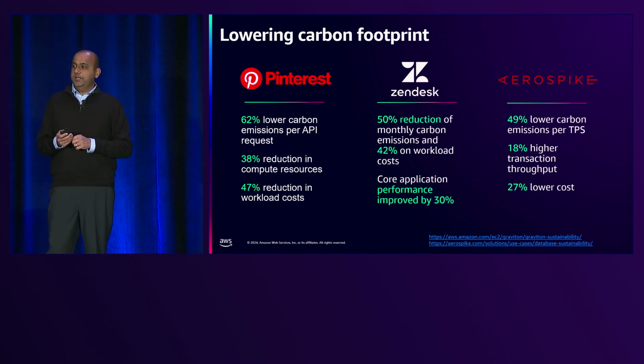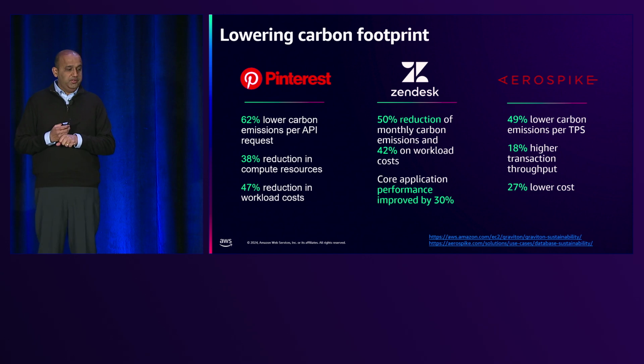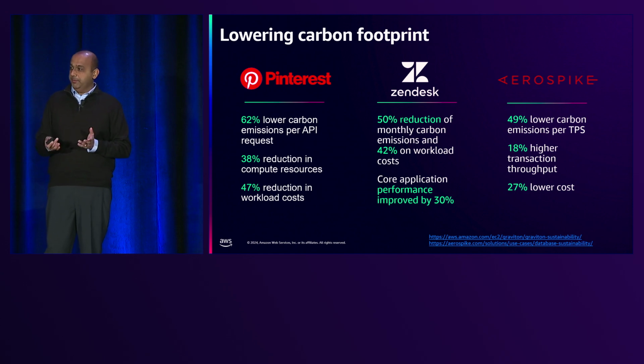Zendesk, they've moved their core compute application over to Graviton, and they saw, in addition to the performance improving by 30%, up to a 50% reduction in monthly carbon emissions. And finally, Aerospike is optimized for Graviton processors, and according to their report, they've seen a 49% reduction in carbon emission.